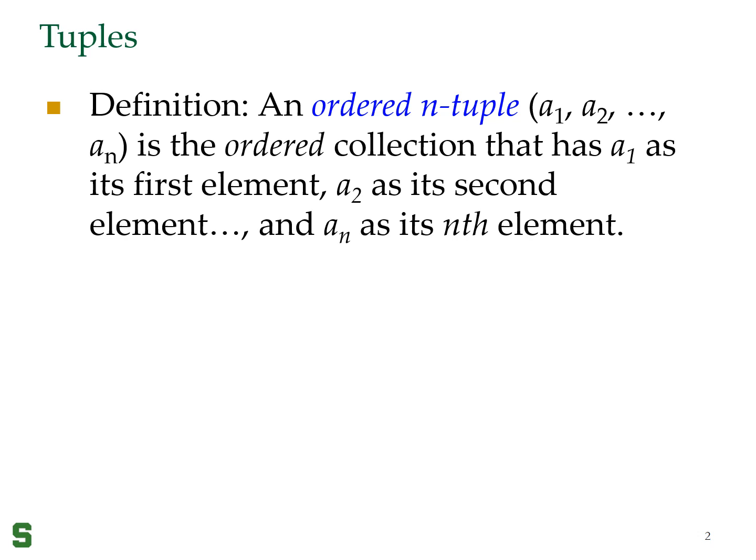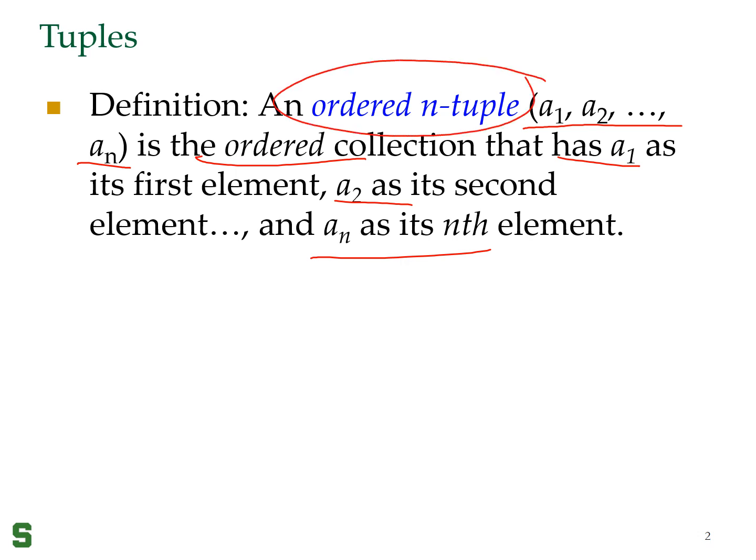An ordered n-tuple of the form A1, A2, A3 up to AN, is an ordered collection that has A1 as the first element, A2 as the second element, A3 as the third element, AN as the nth element. In other words, in the ordered n-tuple, as the name suggests, the order matters. So that means 2, 5 is not the same as 5, 2. This is different from sets in that in the sets, the order did not matter.